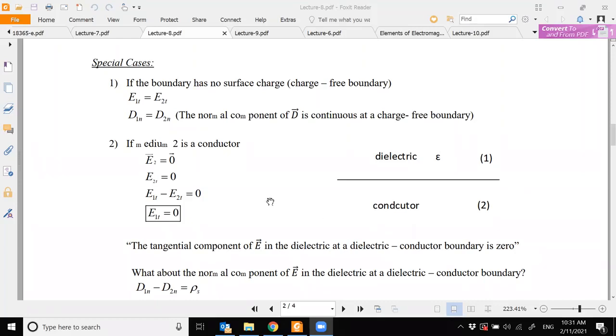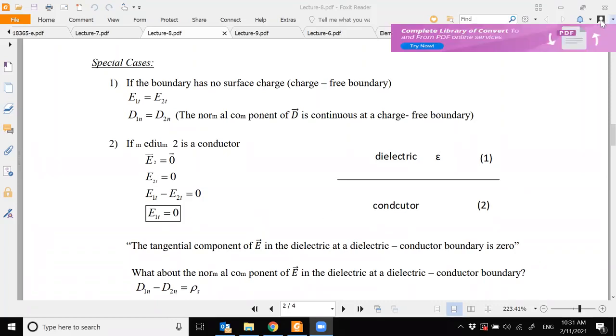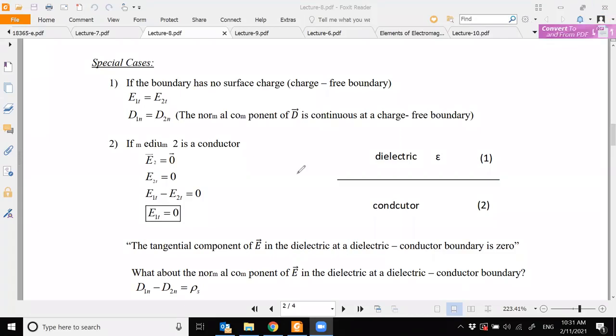So we know that E1 tangential is equal to E2 tangential, right? So we are applying the same thing. E1 tangential is equal to E2 tangential. Now, for a conductor, what will be the electric field here? Yes, this is E1. So what will be the electric field of a conductor?